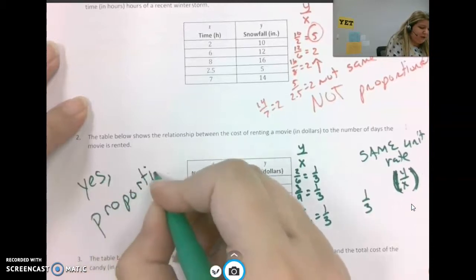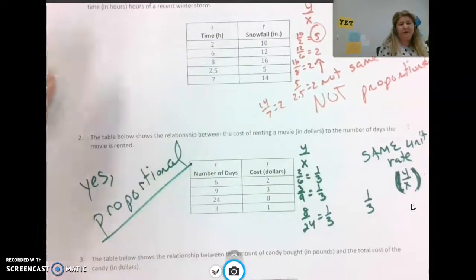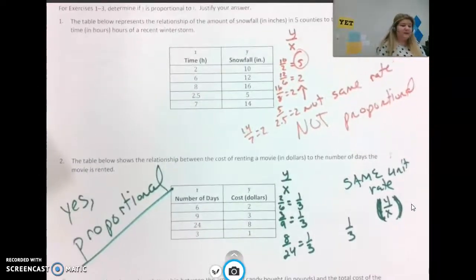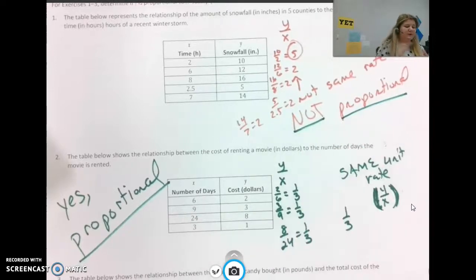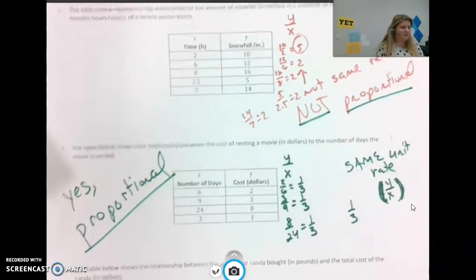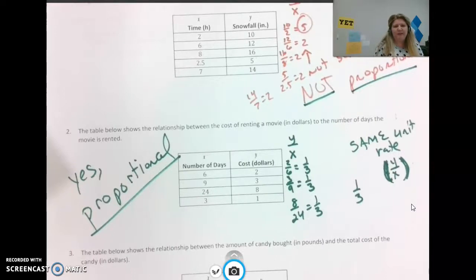proportional. And I want you to write this word proportional out because that is a big vocabulary word in 7th grade. So it's important for you to write it down. Sometimes writing things is good. It creates a special connection in your brain when you write things.